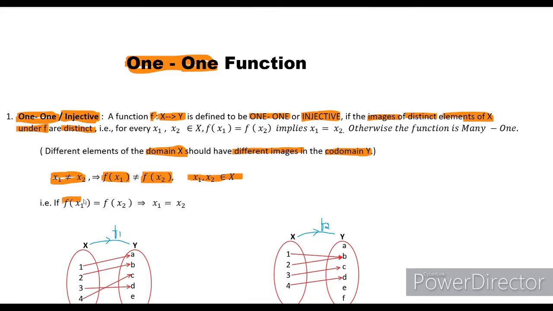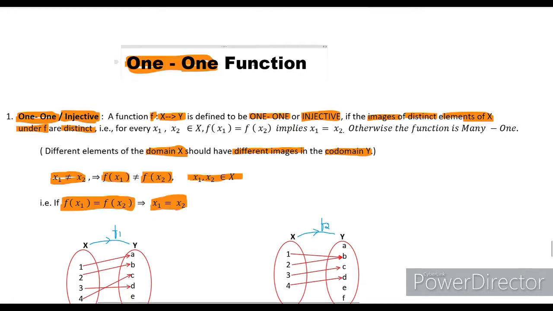We can understand that in this way also. If f(x1) and f(x2) are equal, then the elements cannot be different. If the images are the same, then their pre-images should be the same. Only then it is a 1-1 function or injective function.